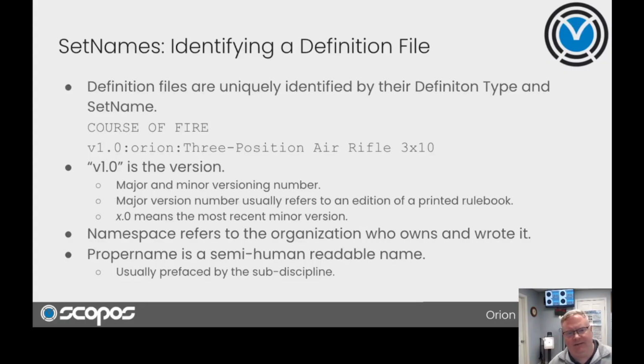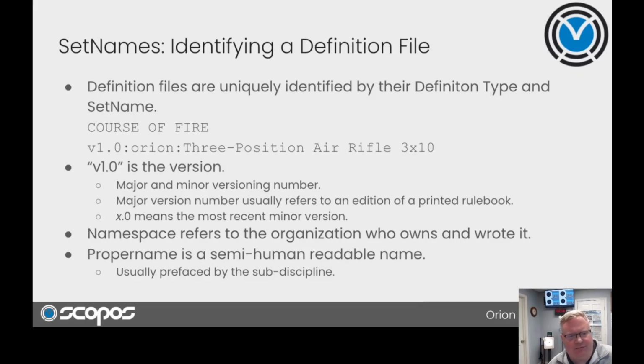All right, set names. How to identify a definition file. Again, definition files are uniquely identified by their set name. More specifically, they're identified by their definition type and their set name. So example here, we're going to use a definition type of course of fire. And we could have a set name called V1.0 Orion 3-position air rifle 3x10. That's our unique set name for this definition file.